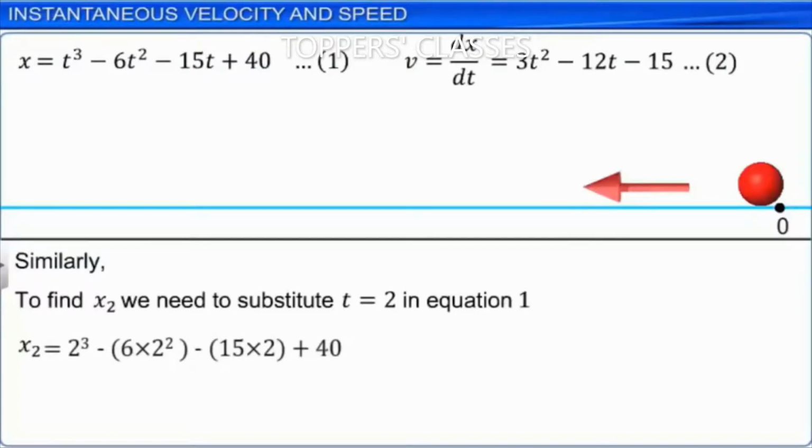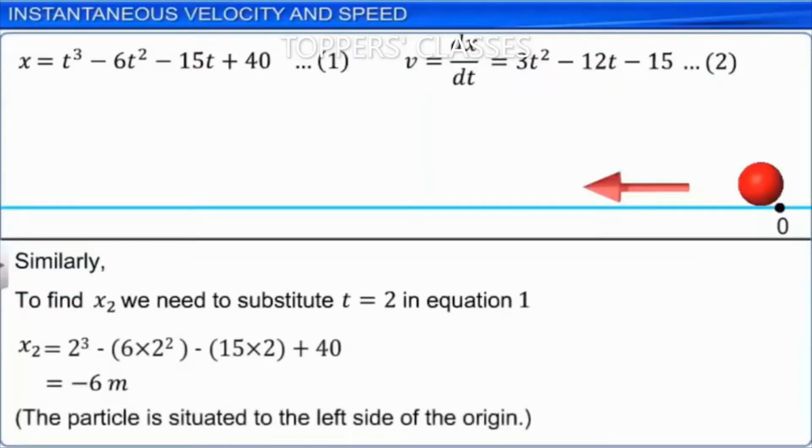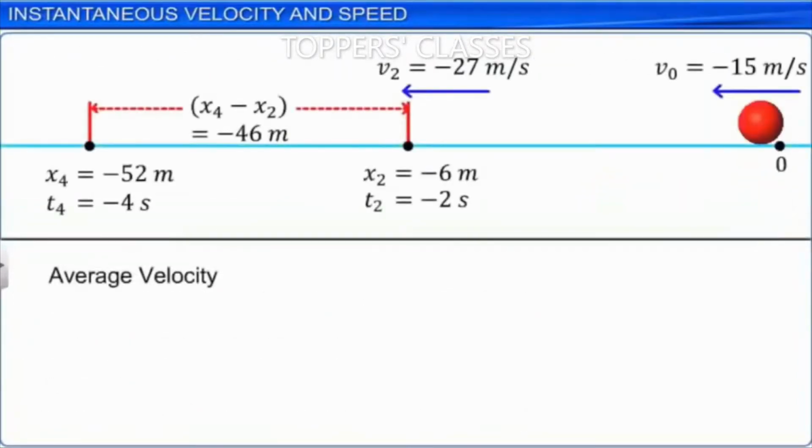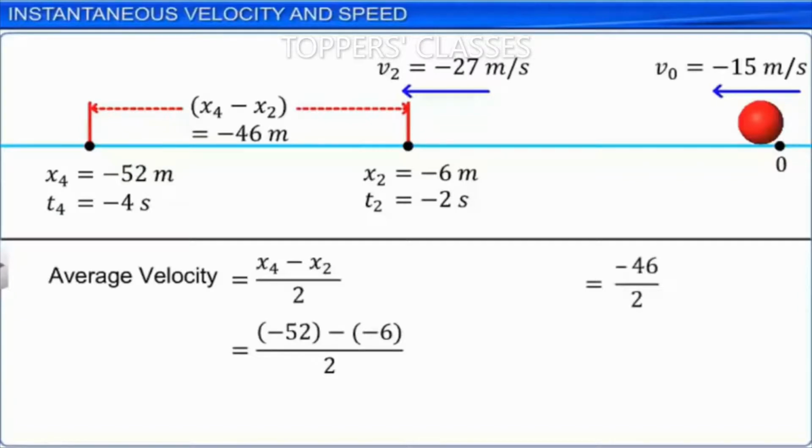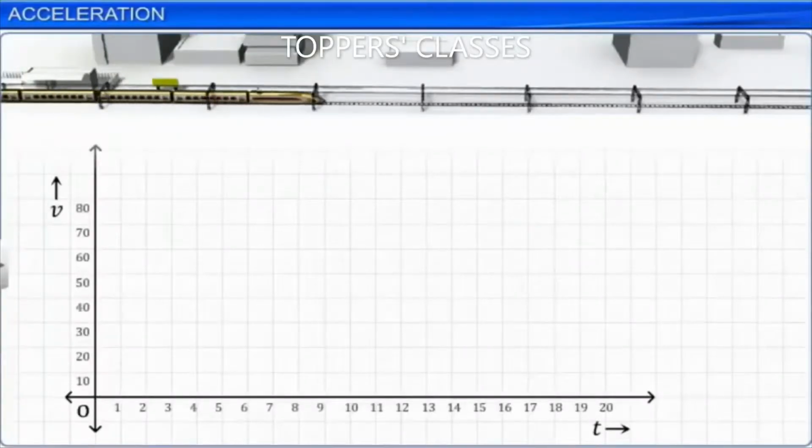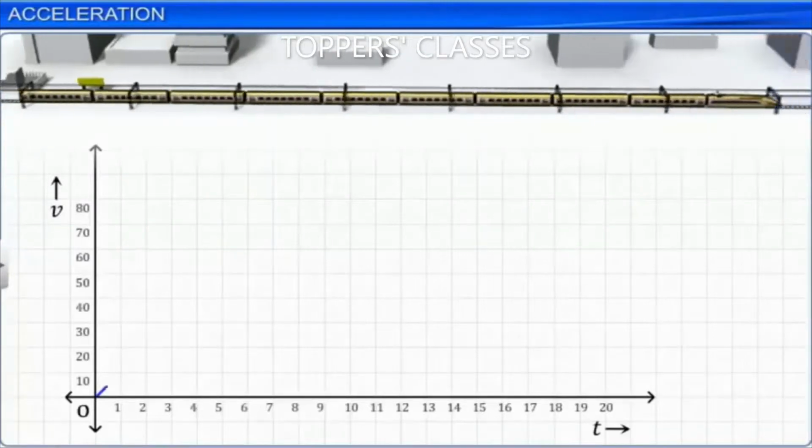Average velocity is equal to (x4 - x2) / 2 = (-52 - (-6)) / 2 = -46 / 2 = -23 meters per second. Therefore, the average velocity between t = 2 seconds and t = 4 seconds is -23 meters per second.